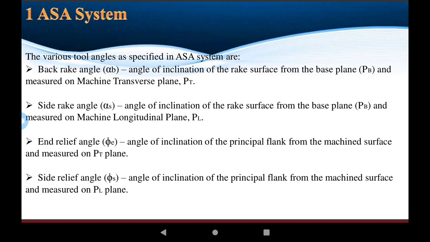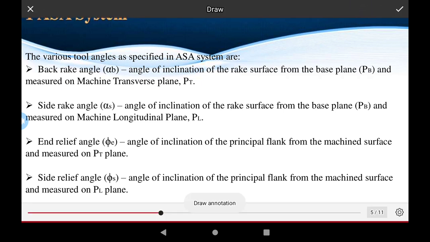In the American Standard Association system, various tool angles are specified. The back rake angle is alpha b, the inclination angle of the rake surface from the base plane PB, measured on the machine transverse plane PT. The side rake angle is alpha s, the inclination of the rake surface from the base plane PB, measured on the machine longitudinal plane PL.